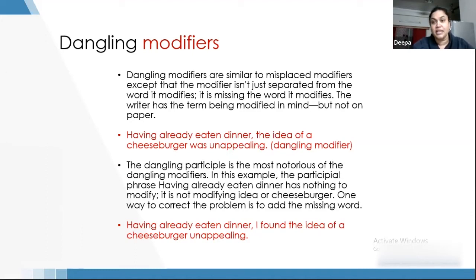dangling modifiers are basically those parts of sentences which should be there but we don't use them. It could be by mistake, or it could be we just missed that word. "I found the idea" is more clear because we understand who it refers to. Does it refer to me or to somebody else? Okay, so let's check this out.